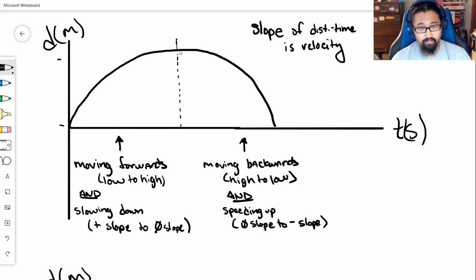After this point, the slope starts at 0 and it gets more negative, so we're speeding up because we had 0 velocity. If the slope is velocity and the slope was 0 and then it has a value, the slope is speeding up, or the slope is getting more negative, so we're speeding up. We're going backwards because we're going from a high to low, right? Our position is getting more negative.